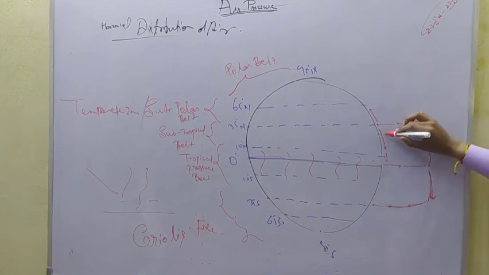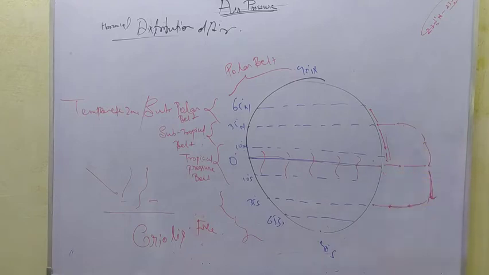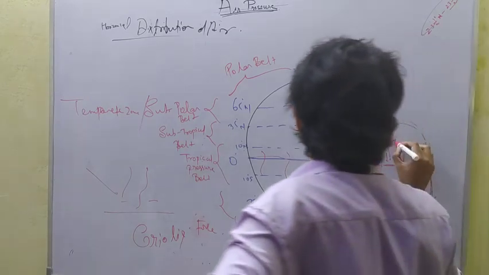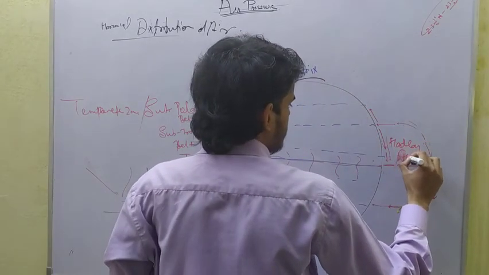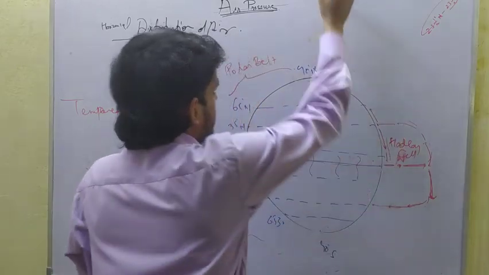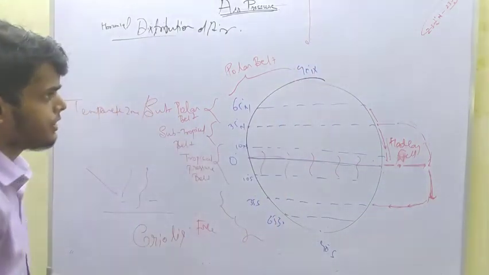And here they will move towards the equator, 0 degree latitude, and they will meet the upward moving winds, thus completing this cycle. This cycle that has been completed is called the Hadley cycle.